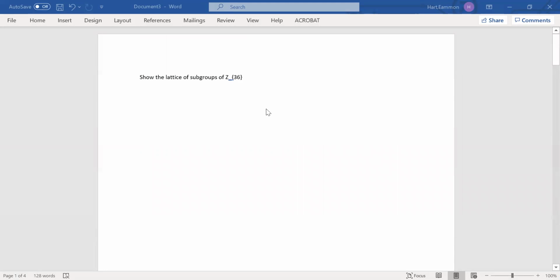Okay, so let's dive in here. This question is related to question 6. I want to show the lattice of subgroups of Z36. So someone give me a subgroup of Z36. Someone give me one of the most obvious subgroups of Z36.